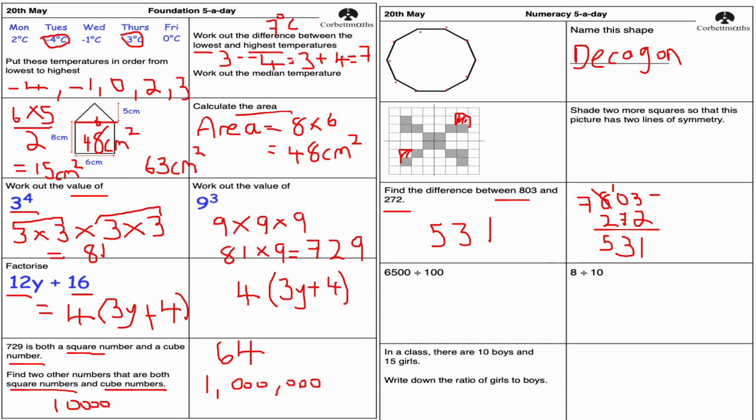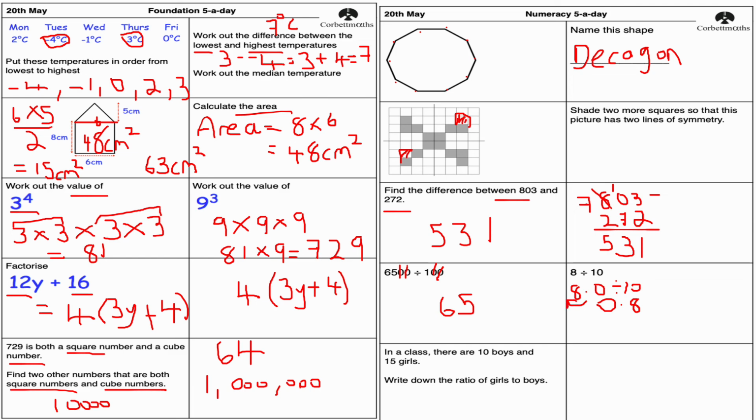Okay, next question, 6,500 divided by 100, where if I knock off 2 zeros off this number, okay, I get 65, okay, because it's the same as saying, what is 65 divided by 1, okay, it's the exact same sum. 8 divided by 10 is 0.8. Remember that when we divide by 10, the decimal point moves one place to the left. Okay, I've got 8.0 divided by 10, so I move it one place to the left.